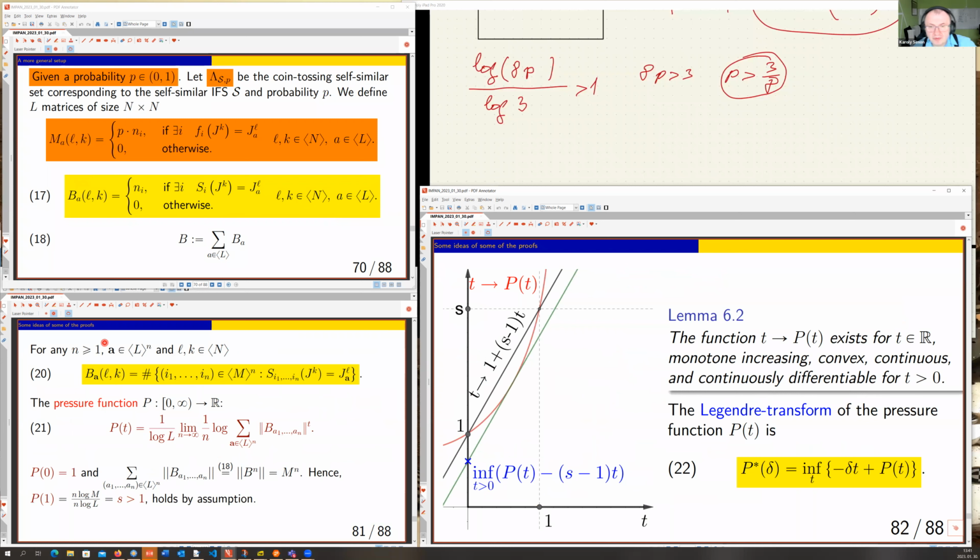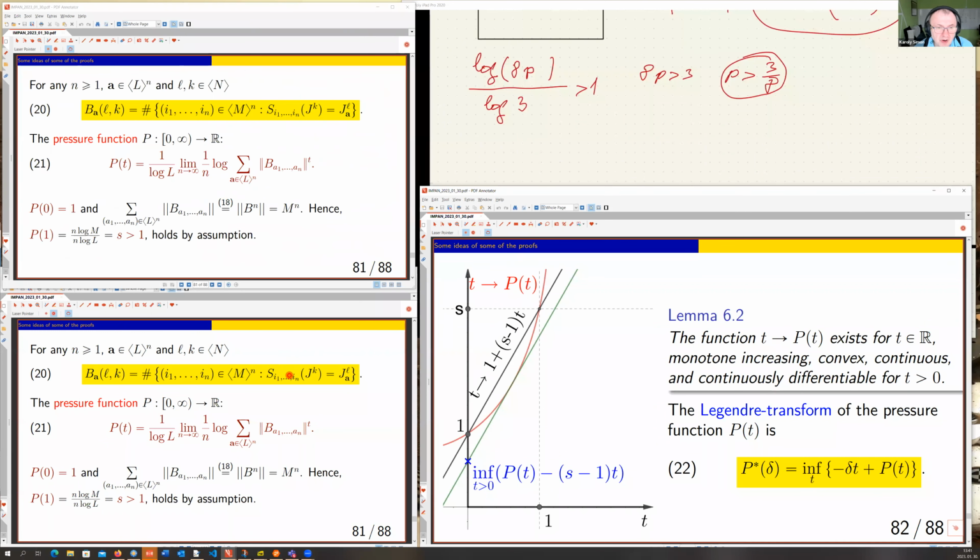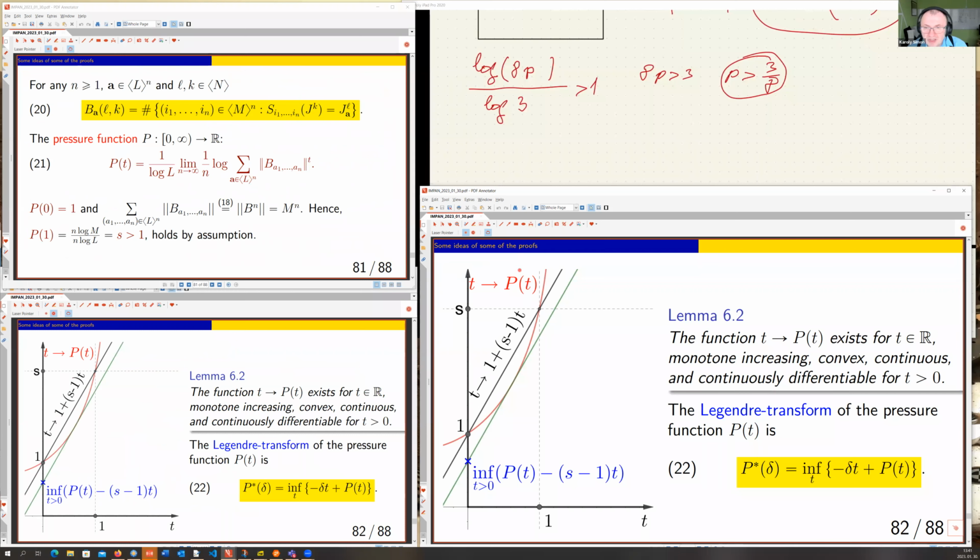I need to go a little forward, maybe 81 is here, and go ahead. So this pressure function looks like this red curve that you see. The value at 0 is 1, and the value at 1 is equal to log M over log L. This is bigger than 1. So this is how it looks like. It is easy. This is the easy property, but there is a very much not easy property, and everything depends on that. It is drawn in a way that you see this red curve goes down.